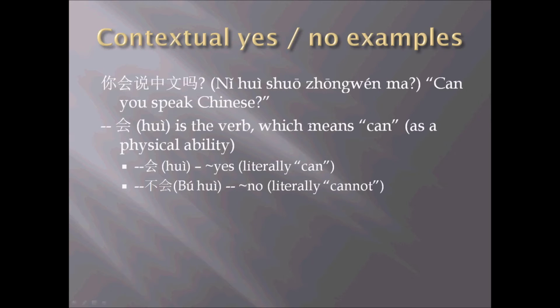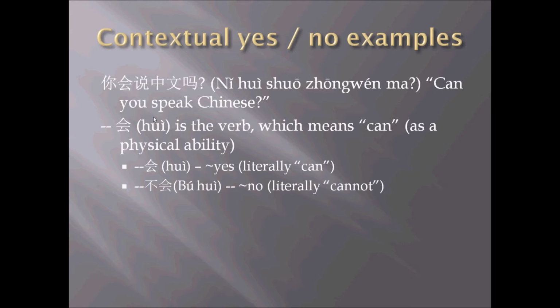So what do I mean by how in Chinese there are contextual differences and there's no single word for yes or no? I'm going to give a very simple example. If you are at a basic level of Chinese, you would probably understand the following sentence. 你会说中文吗? Which means, can you speak Chinese? Now in this sentence, the verb is 会, which means can. It's referring to a physical ability, which is the ability to speak Chinese.